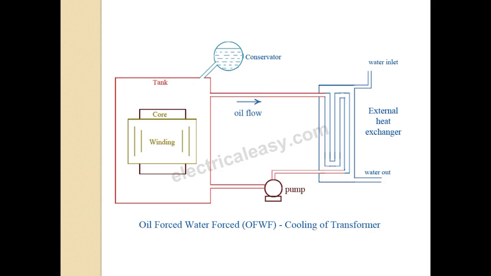Here the outer tube of the heat exchanger will be sprayed with water. The oil is forced to flow through the heat exchanger with the help of the pump, where the heat is dissipated in the water which comes through this inlet and goes out through the outlet. So the cold water is taken in through this inlet, and the hot water is sent out through this outlet. This type of cooling is used in very large transformers with ratings of several hundreds of MVA.